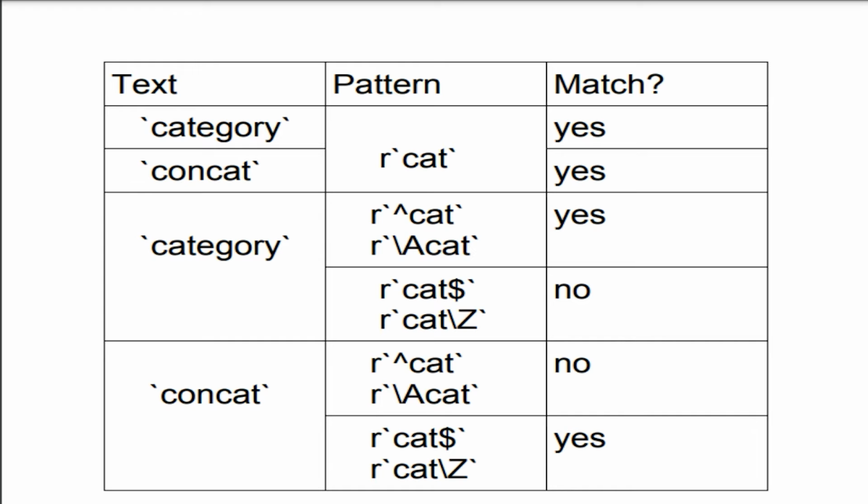Let's discuss another pattern. To match the pattern cat dollar or cat backslash Z in the text category, it will not match it because the text does not end with cat. Match the same pattern in the text concat, it will match it because the text ends with cat. Let's explore these concepts in Jupyter Notebook.